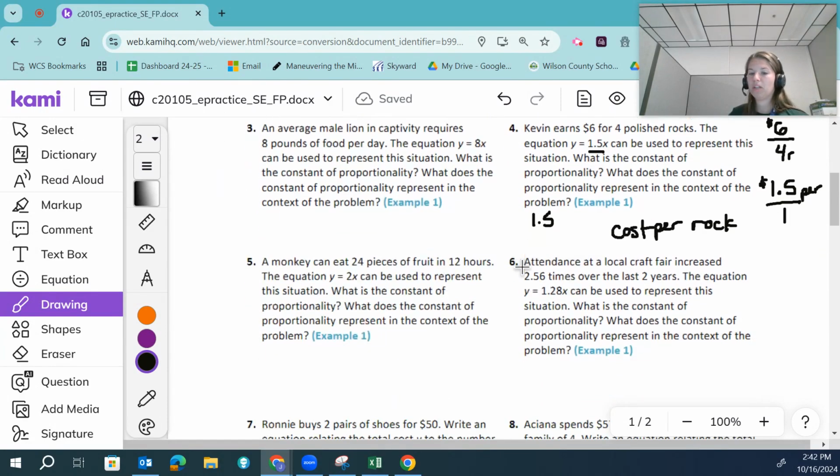Let's look at one more similar to that one. A monkey can eat 24 pieces of fruit in 12 hours. Okay, so 24 pieces of fruit in 12 hours. To find that constant of proportionality, remember we have to find the unit rate, which means we divide 24 divided by 12, which is 2, and you can see the equation y equals 2x can be used to represent it. So the constant of proportionality is 2, and it represents 2 pieces of fruit per hour. There's a couple more that you can try on your own there.